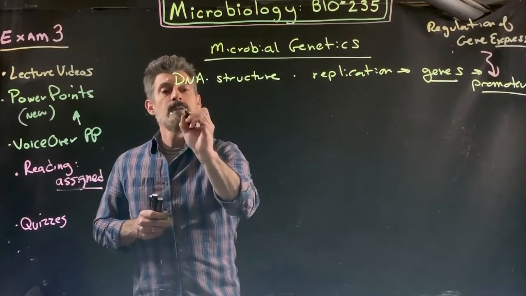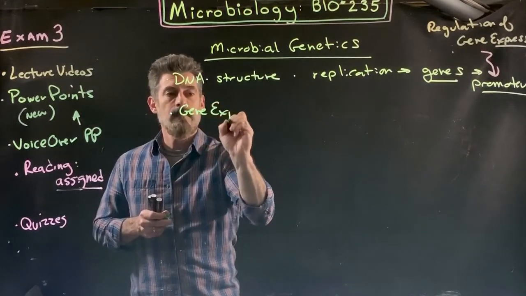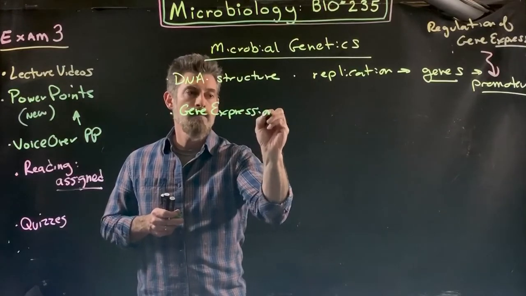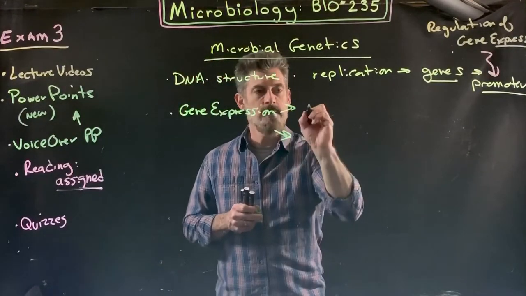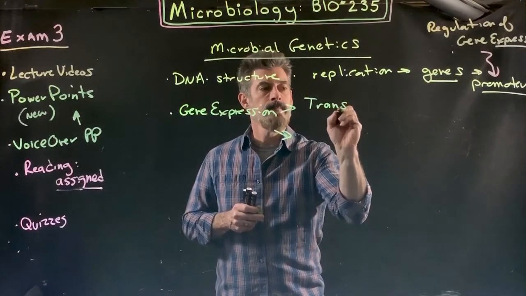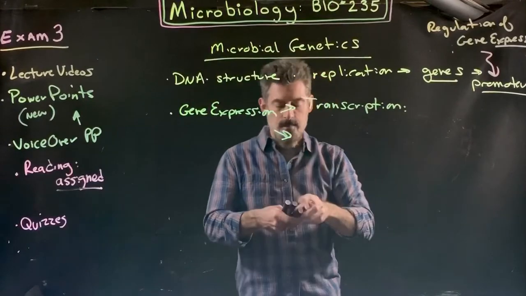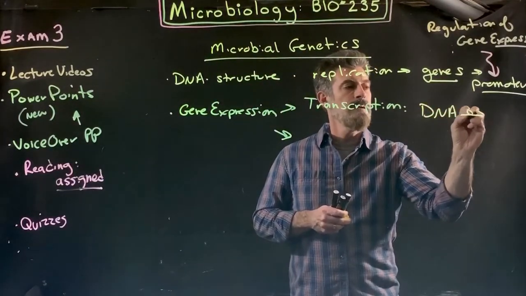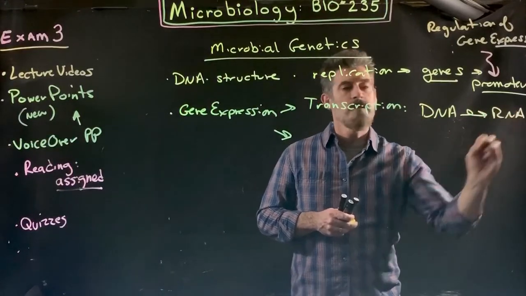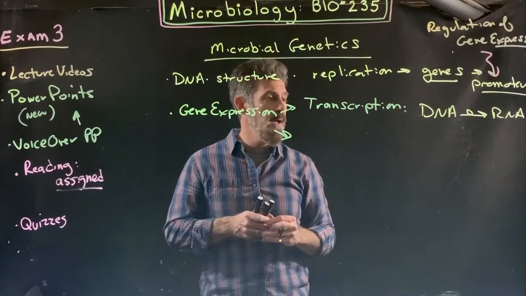Then we're going to go into the process of gene expression, which really includes two major processes. There's transcription, and transcription is the process where the DNA is copied into a piece of RNA. So we're going to go over RNA and the differences between DNA and RNA. You're going to need to know that.